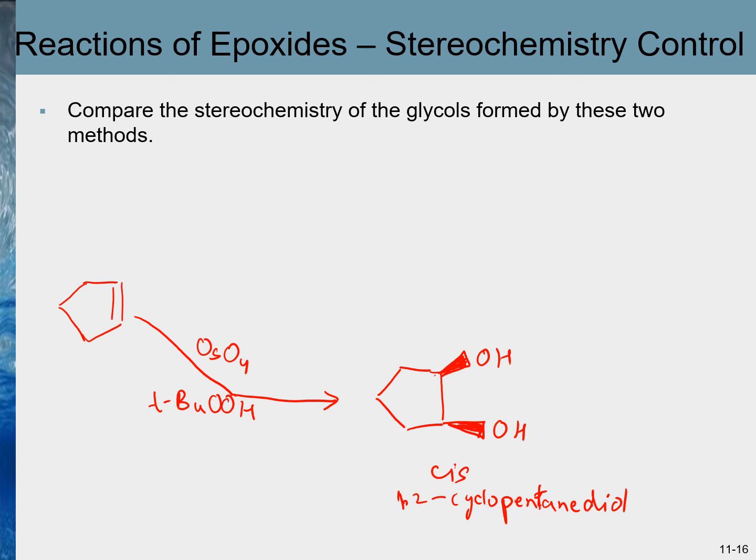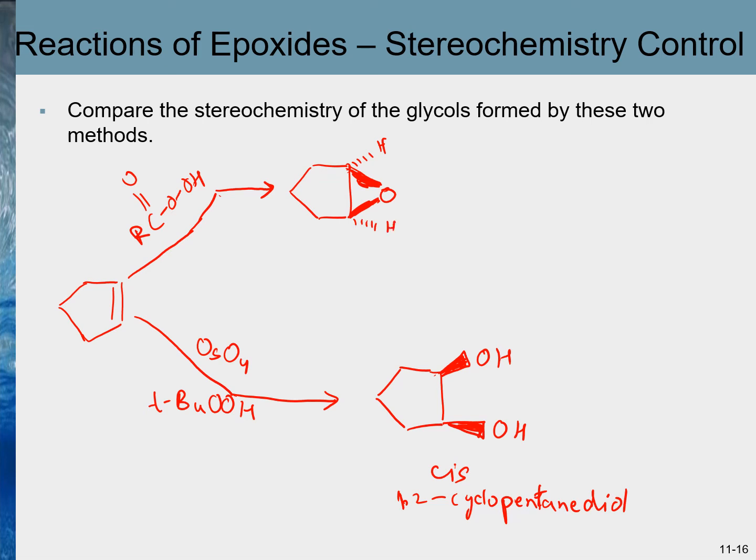Also, in this chapter, we learned that alkenes can be converted to epoxides by using peroxycarboxylic acids, and this will produce an epoxide with cis configuration.